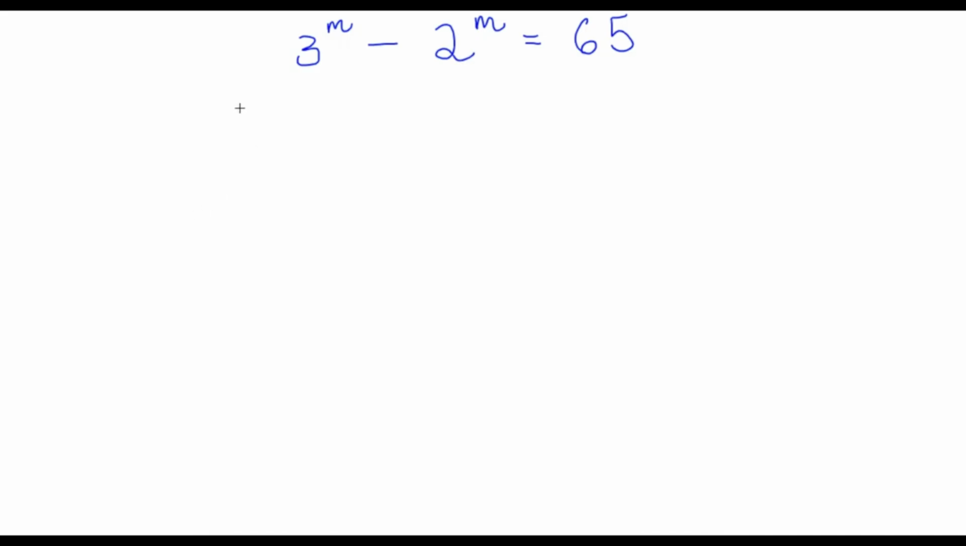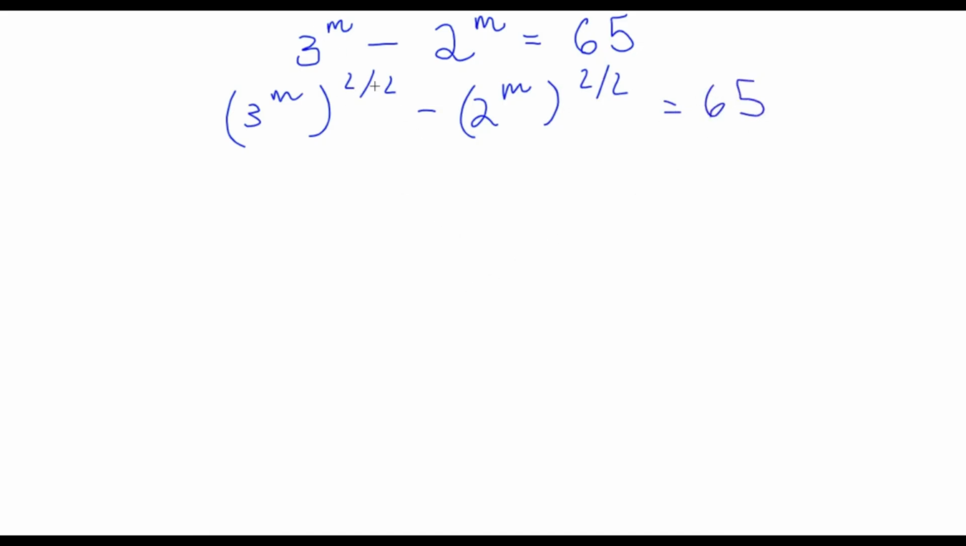Now what I'm first going to do is take the power of 2 over 2 on the left-hand side here. So now I have 3 to the power of m, to the power of 2 over 2, minus 2 to the power of m, to the power of 2 over 2. This is equal to 65. Now 2 over 2 is the same thing as 1. So we're basically saying 3 to the power of m to the power of 1, which is the same thing as 3 to the power of m. So we didn't make any major changes here.